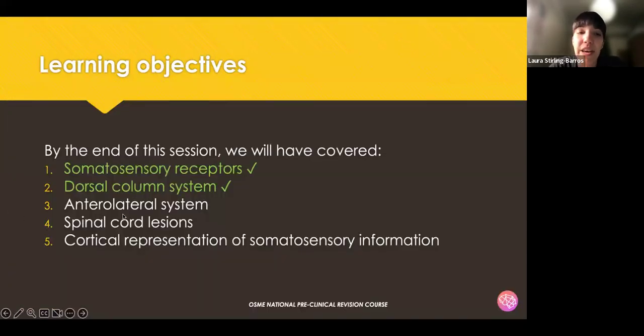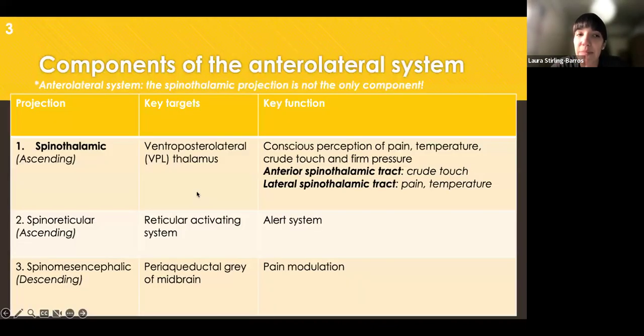So as we mentioned, the anterolateral system is mainly involved with pain, temperature, and crude touch. One thing to remember is that the anterolateral system is not only composed of the spinothalamic system. The spinothalamic is basically what we think about in terms of pain, temperature, crude touch, which I told you at the start, and it's involved with the conscious perception of pain, temperature, and crude touch, just to reiterate.